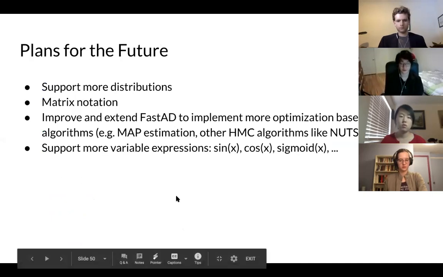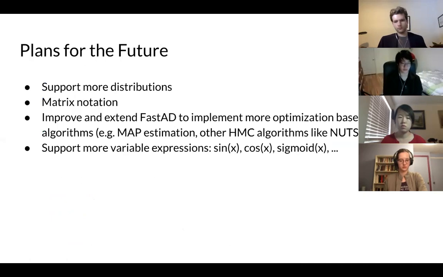So in the future, we hope to support more distributions. And as noted before, we would like to support matrix notation for simplifying model expressions. And we would like to also improve and extend FastAD to implement more optimization-based algorithms, such as map estimation or other Hamiltonian Monte Carlo algorithms like NUTS. And lastly, we would like to support more variable expressions, such as sine of x or cosine of x and so forth.